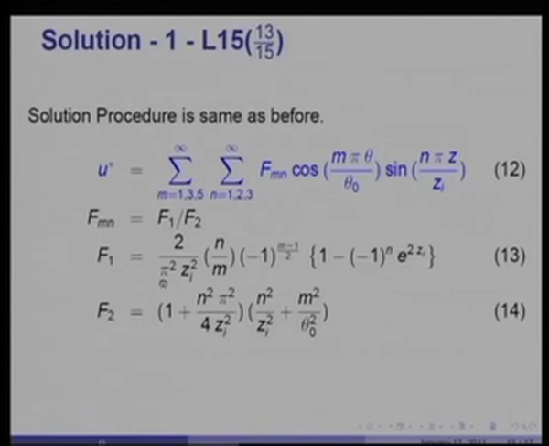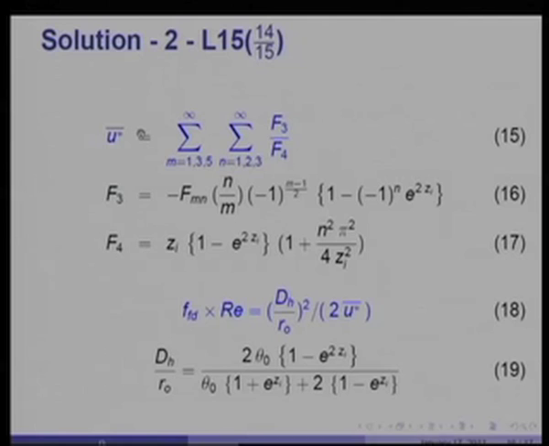So, we multiply both sides by an appropriate Fourier series function, cos(mπθ/θ0), sin(nπz/zi), where these functions are obtained by noting the boundary conditions. And fmn is the Fourier coefficient. We can evaluate that in the manner I explained earlier. fmn would be equal to f1 divided by f2. f1, of course, is given by that. zi, as you know, is ln(ri/ro), and f2 would be given by this, which also includes the included angle θ0.